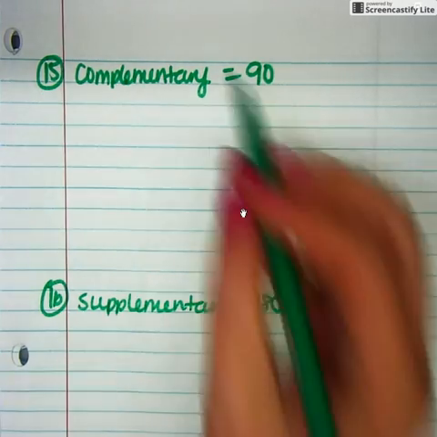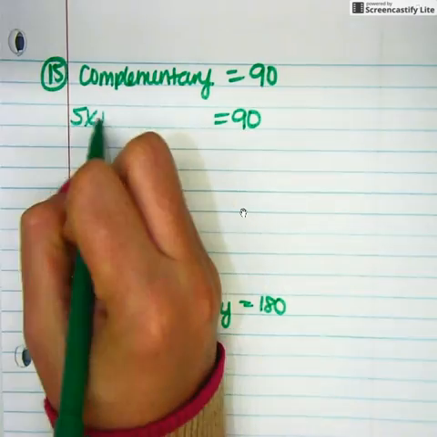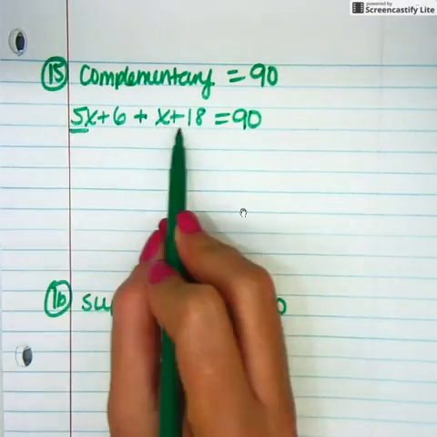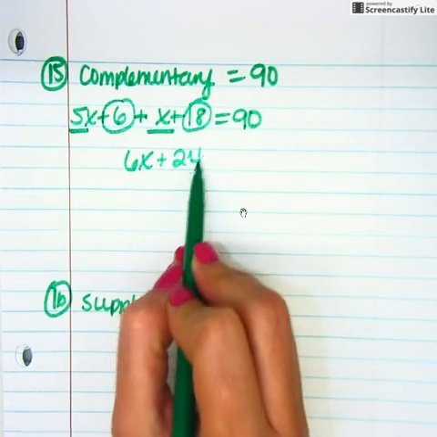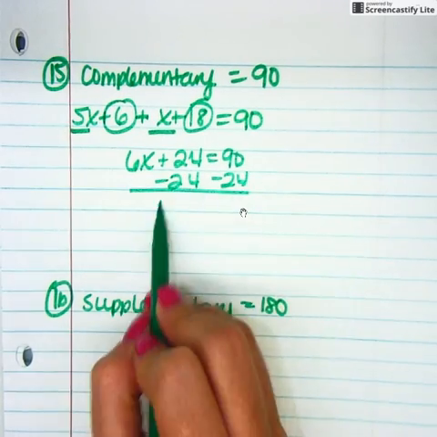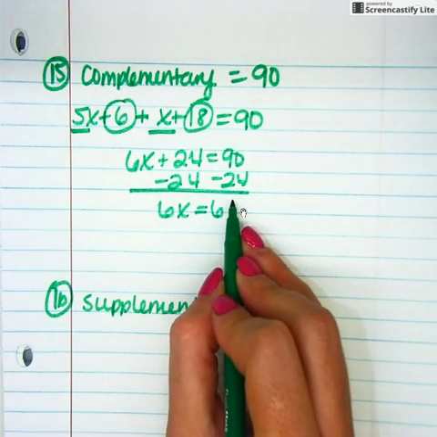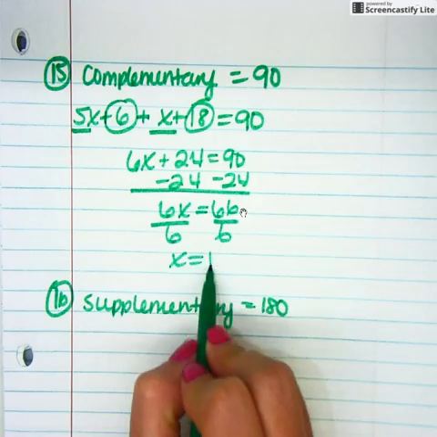All right, so let's work out number 15. Complementary, so we're going to set it equal to 90. And we've got 5x plus 6 plus x plus 18. Combine like terms, so 6x plus 24 equals 90. And then solve from here. And x would be 11.